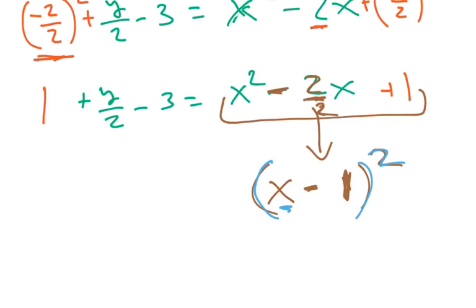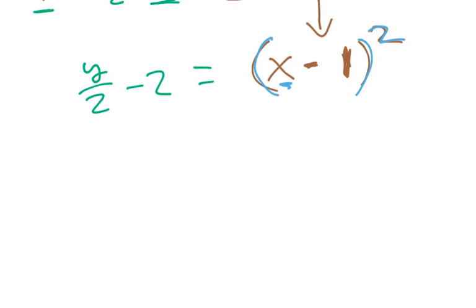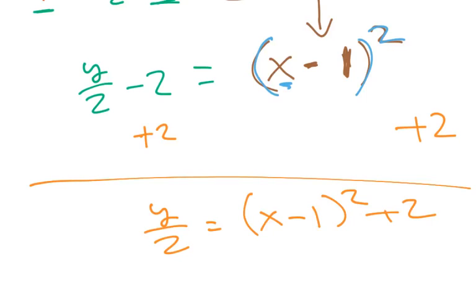Okay? So we continue this on the other side. On the other side, it's just a matter of putting these together. So I have y over 2 minus 2. Okay? Now, vertex form has y by itself. So now I'm just going to play the game of getting y by itself, which means I'm going to add 2. So y over 2 equals x minus 1 squared plus 2, and then to finish it off, I'm just going to multiply everything by 2.